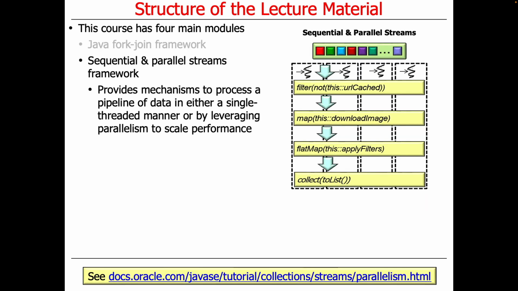The other technology we'll look at after that is sequential and parallel streams, which is a framework that provides mechanisms to process a pipeline of data in either a single-threaded manner. You can just have one thread, which is a nice way to start to get your program working and debugged. And then you can transparently or almost transparently scale it up by applying parallelism in order to make it run faster, better, cheaper, and so on.